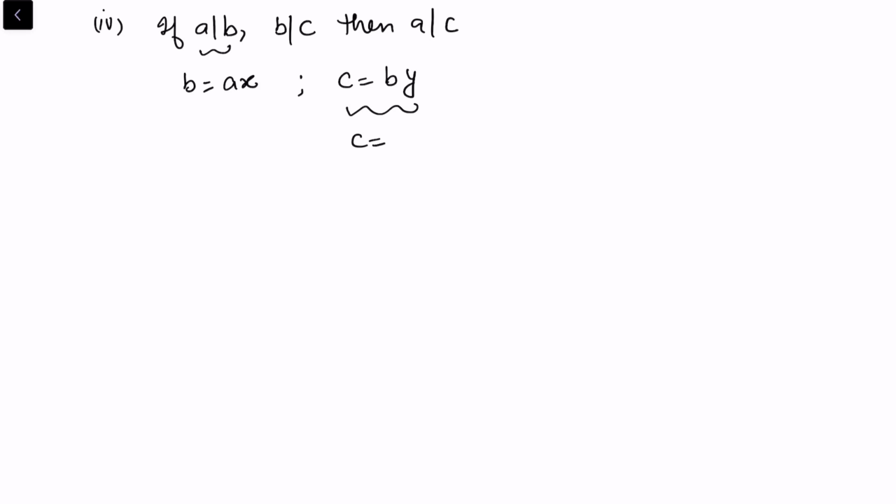The fourth property says that if a divides b and b divides c, then a divides c. If a divides b, that means b can be written as a times x, and c can be written as b times y. Now simply substitute the value of b from the previous expression, so that is the same as a times x times y. This means c is a times xy. From here we can see that c is a multiple of a, so a divides c. So that holds.